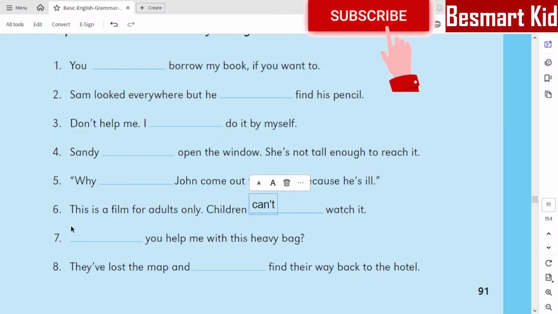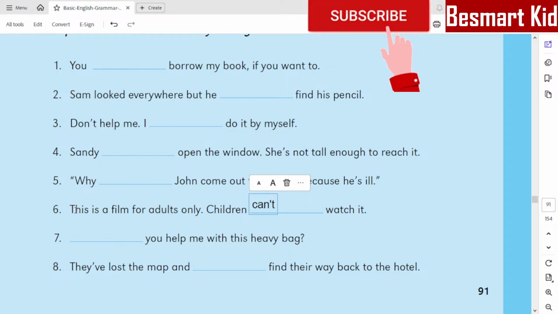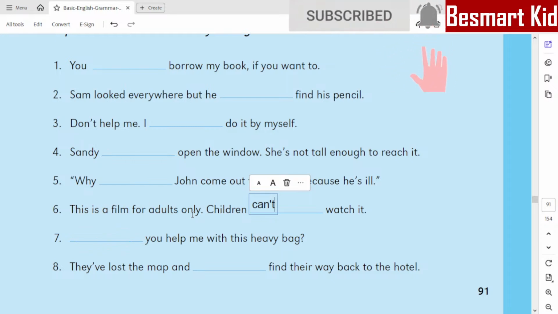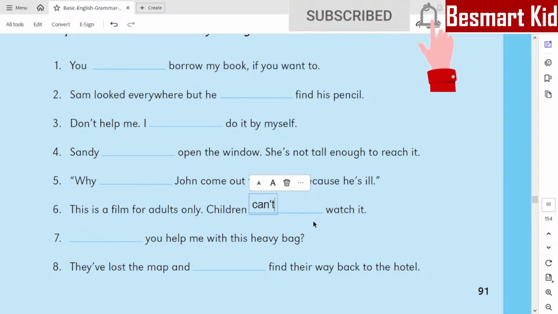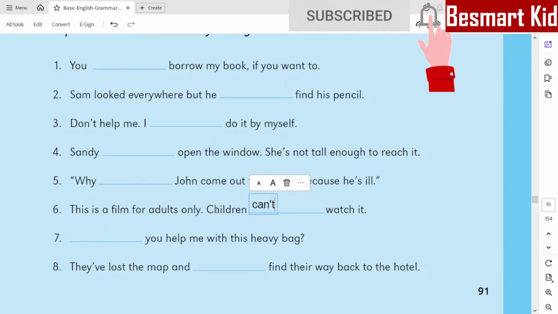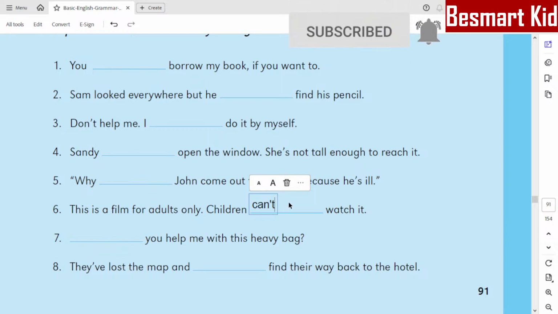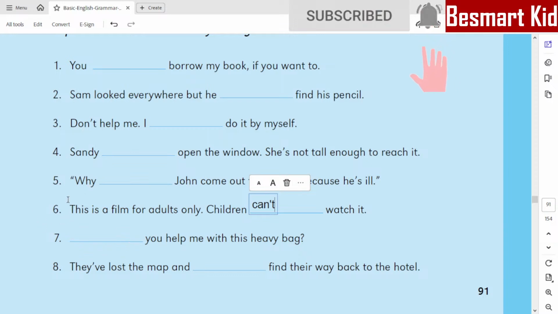But when you see here, there is a negative sentence. When you see they've mentioned two things, when they say this film is for adults only, and when they say children dash watch it, you must know that these adults and children are different. So the answer can be can't, because the next sentence is the negative one, but this is the negative one.